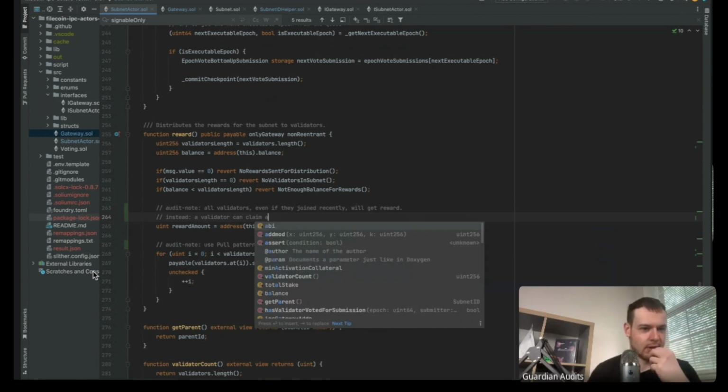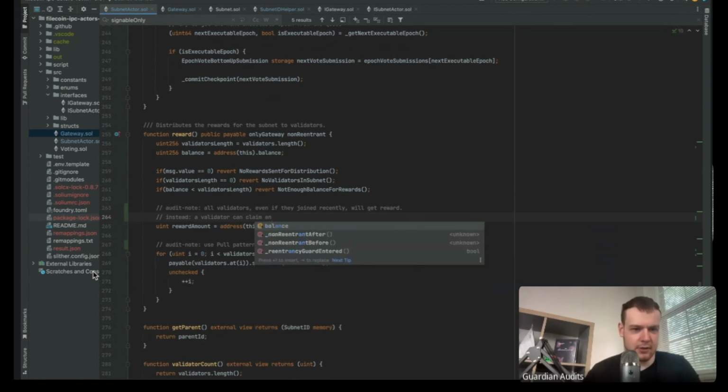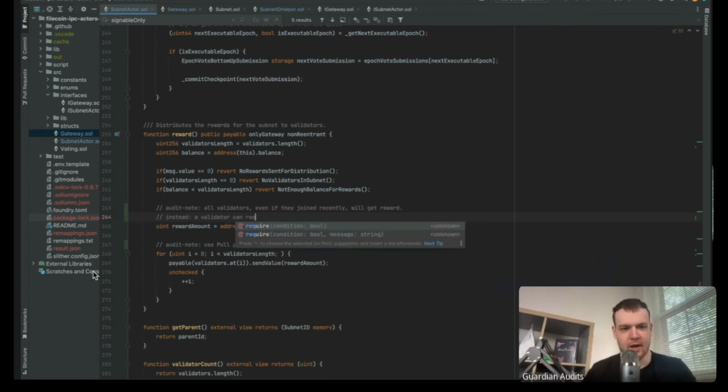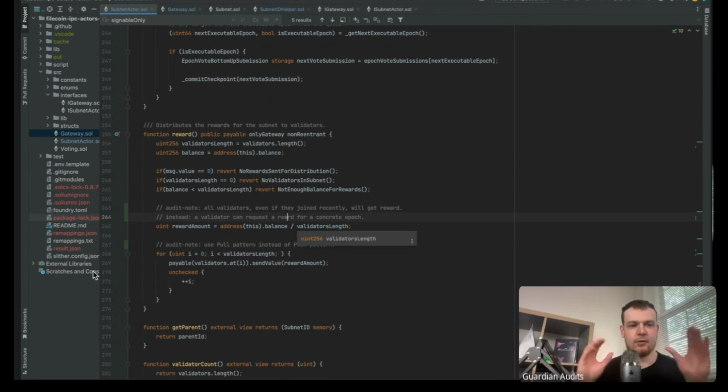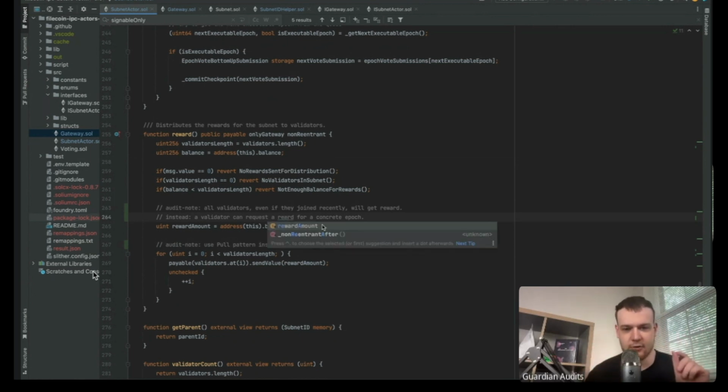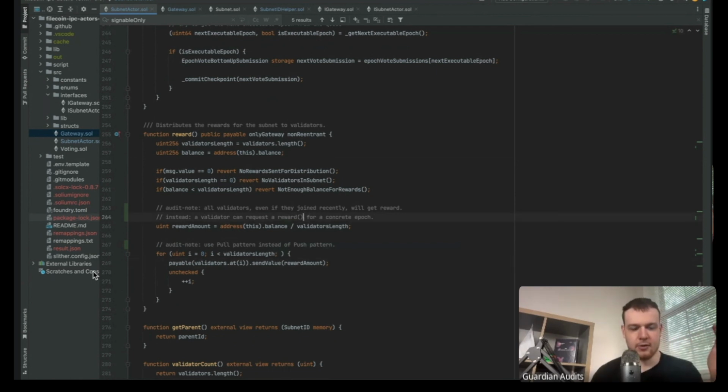But I actually think that there's something even more nefarious going on with this function after you note that down. Yeah, so I'm noticing that we're divvying up the entire balance of this subnet actor contract, right? And we're just distributing it to all of the validators in the validator set.